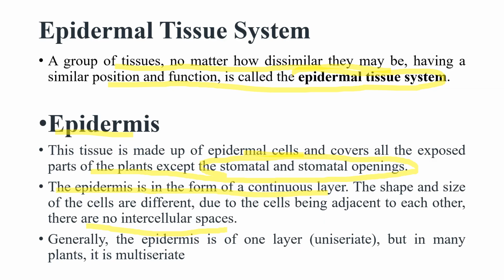Generally, epidermis is one layer, that is uniseriate. When it is one layer, it is called uniseriate, but sometimes it is many layers, called multiseriate. One, two, three. So this type of multi-layered condition of epidermis is known as multiseriate.